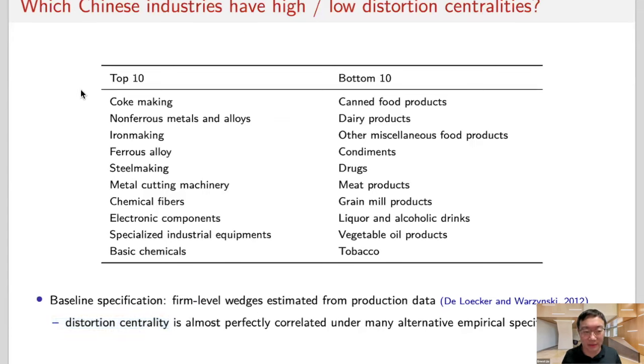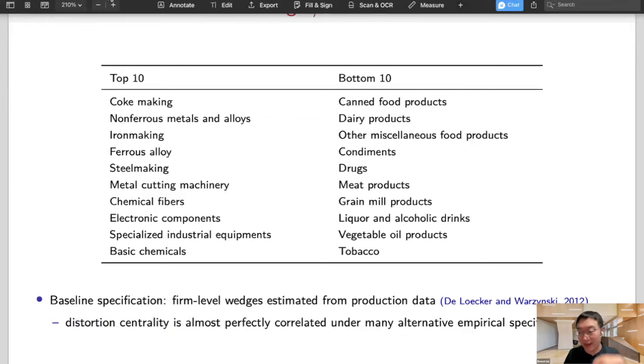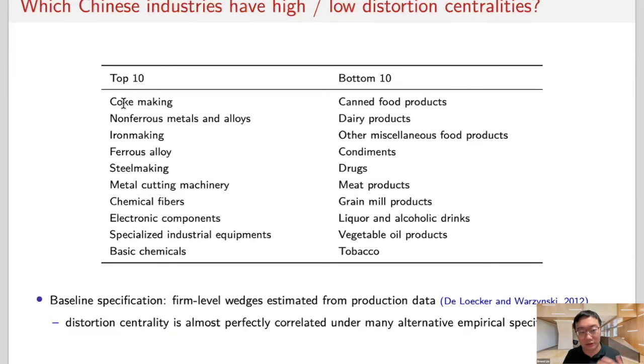So this table on the left shows the industries that have the highest distortion centralities. These are all heavy chemical sectors. That's essentially the same set of sectors promoted by South Korea in the 70s. On the right, these are the sectors with the lowest distortion centrality, those that should be taxed. These are all downstream light manufacturing goods. I'm restricting the analysis within manufacturing goods because that's where I have firm-level data.